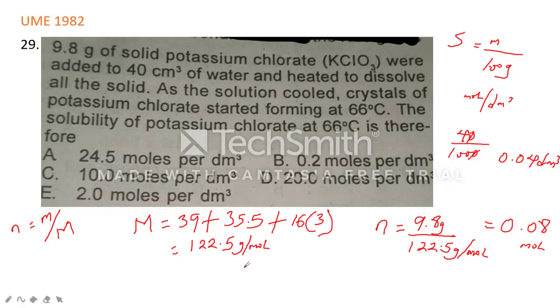So the solubility is now going to be equal to the mole, which is 0.08, divided by 0.04. So 0.08 divided by 0.04 is equal to 2 mole per cubic decimeter. So that is option E. So I've got option E for that.